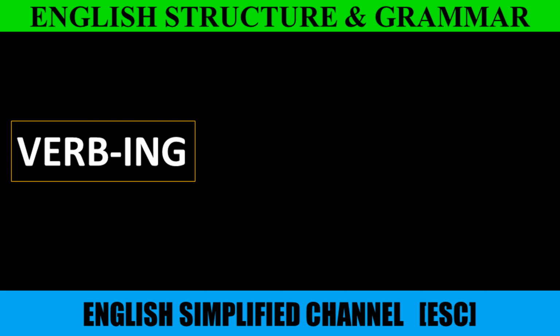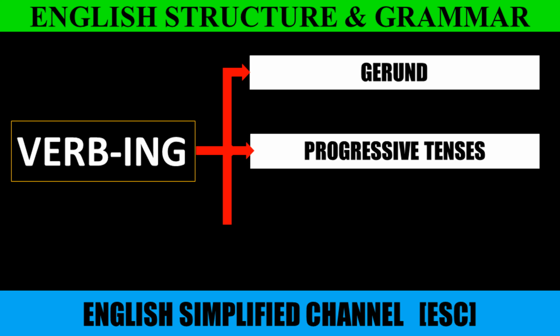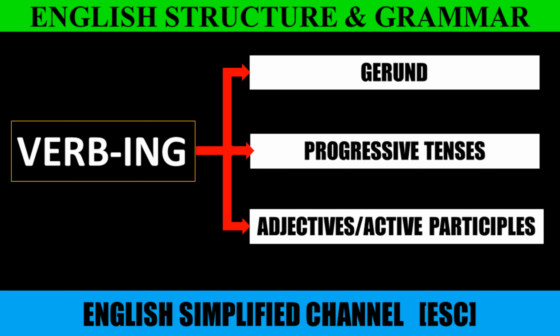In this session, we're going to cover verb-ing. The ing form of a verb can serve several grammatical functions in English, as a gerund, as continuous or progressive tenses, and as an active participle. Let's break down each usage with examples to clarify the differences.